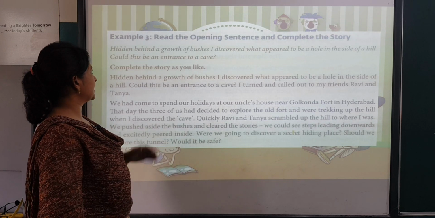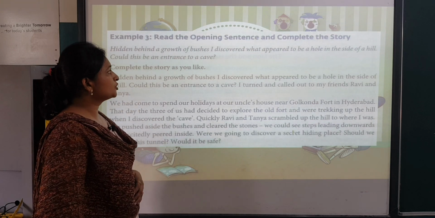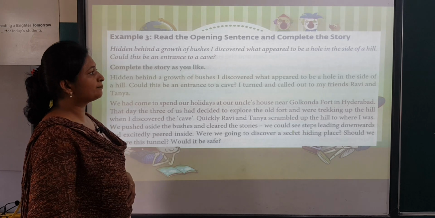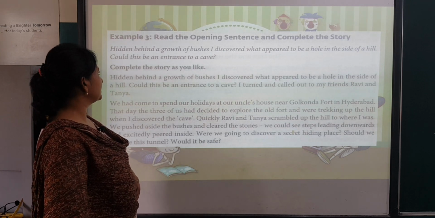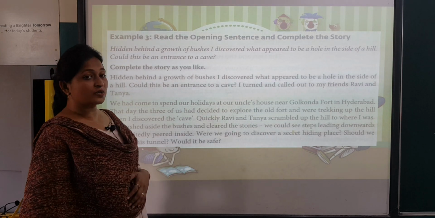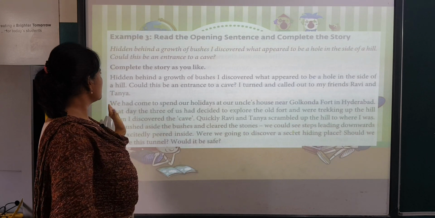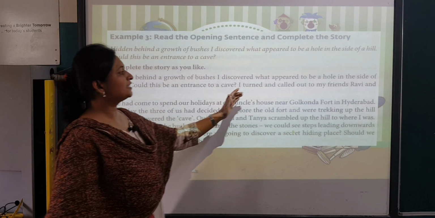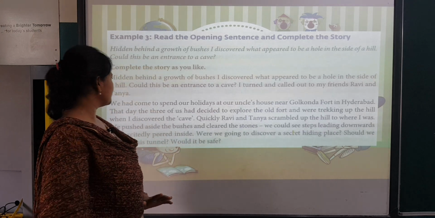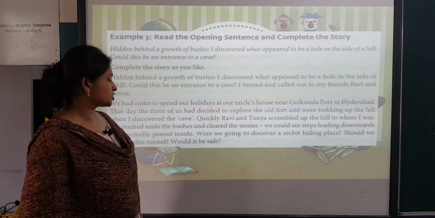So read the opening line. Hidden behind a growth of bushes, I discovered what happened to be a hole in the side of a hill. Could this be an entrance to a cave? So this is how you continue. I turned and called out to my friends Ravi and Tanya. If you want, you can definitely change the names.